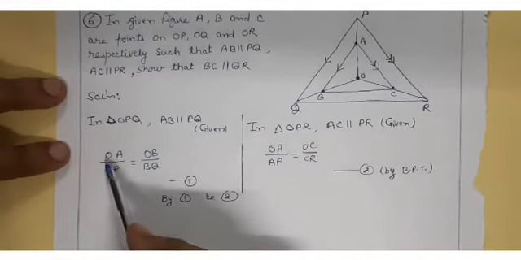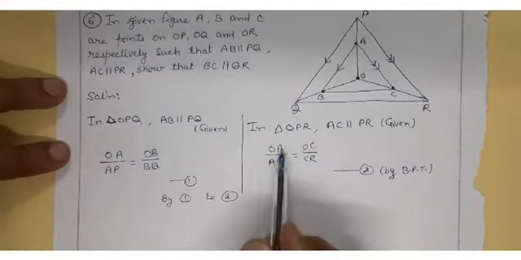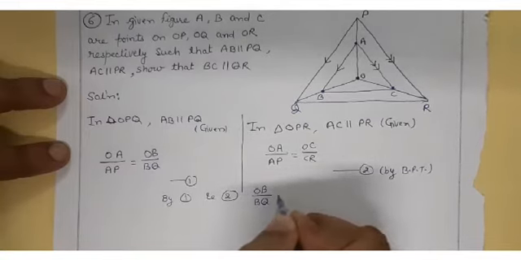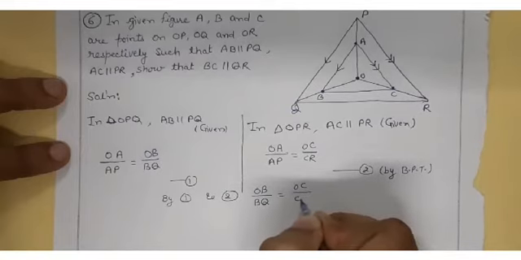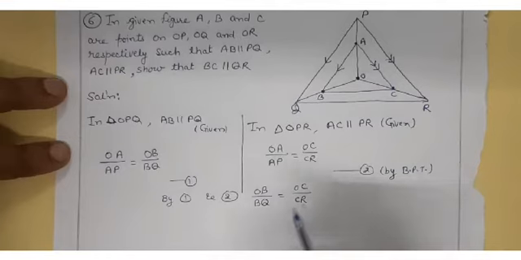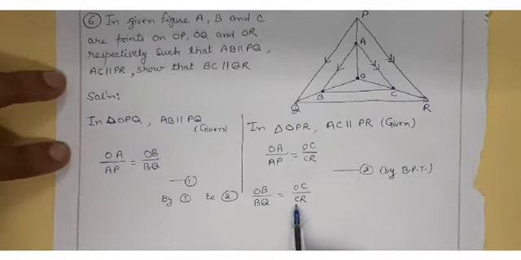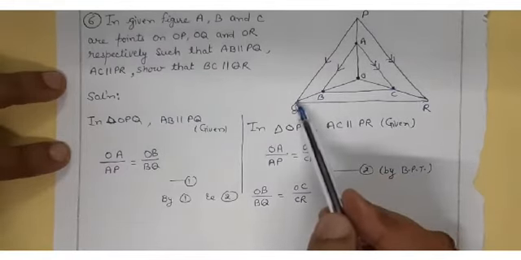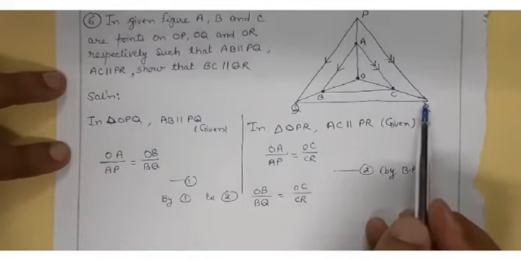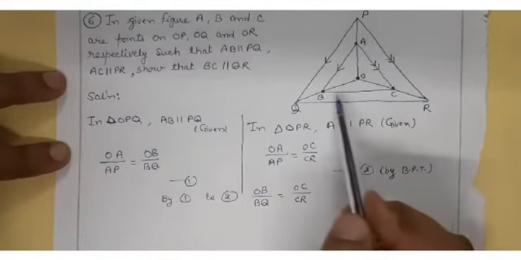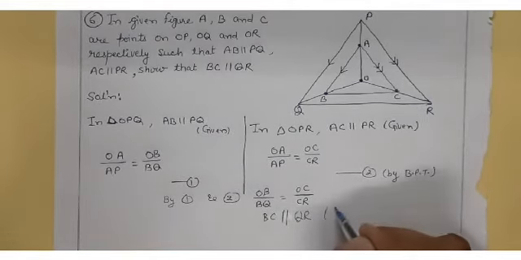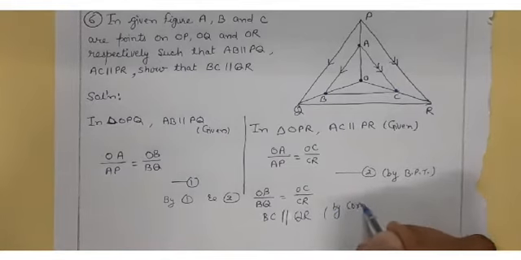See here, OA upon AP is the same in both. Then what do you get? OB upon BQ is equal to OC upon CR by first and second. If these two ratios are equal, then by converse of BPT, in triangle OQR, OB upon BQ is equal to OC upon CR, so BC is parallel to QR. Reason: converse of BPT.